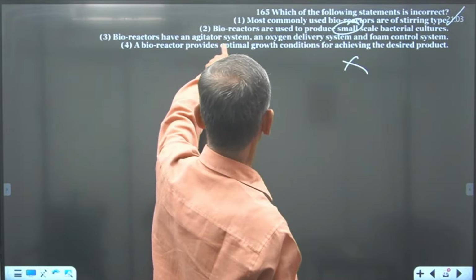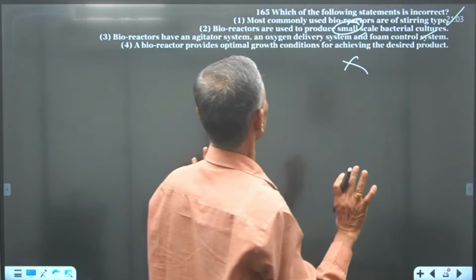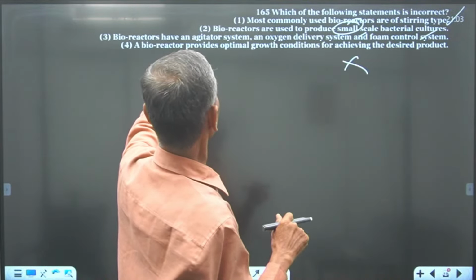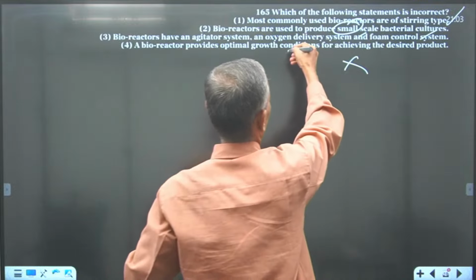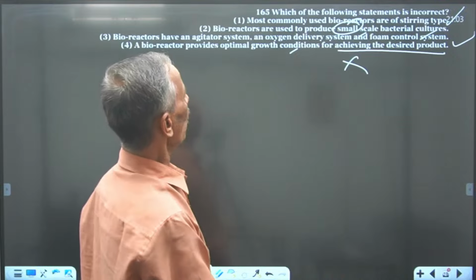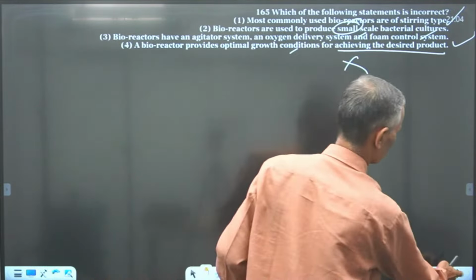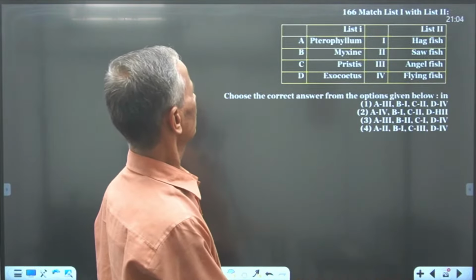Bioreactors have an agitator system, an oxygen delivery system, a foam control system. Correct. A bioreactor provides optimal growth conditions. Correct. For achieving the desired product. Correct. So the wrong statement is only the second one. Answer is the second one.